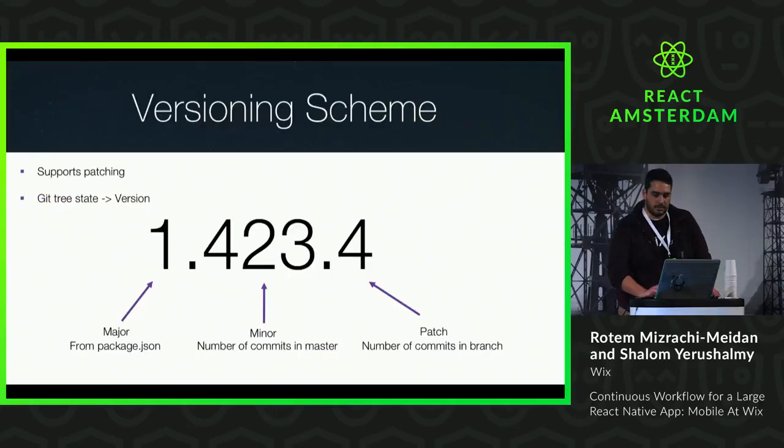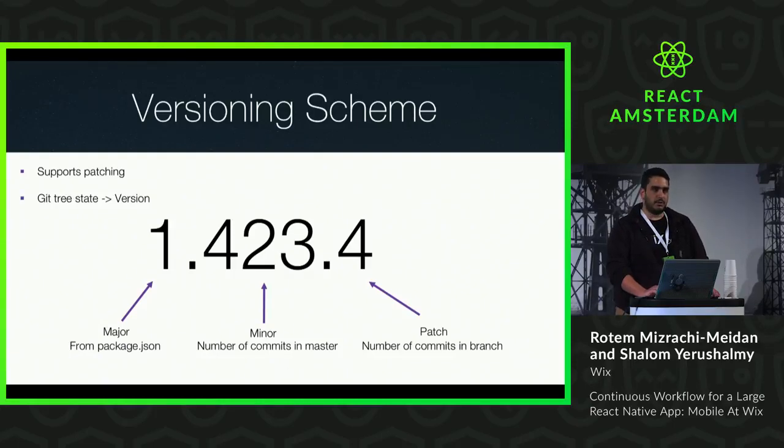We use a versioning scheme that supports patching. Why? Because life sucks, and sometimes you have bugs, and you need to create some hotfixes. We do that by creating a branch from the previous release of a certain module, following the state of the project's Git tree. Version is automatically calculated in the following manner.